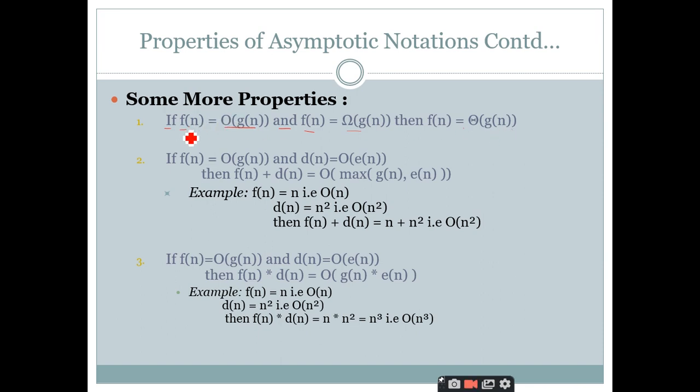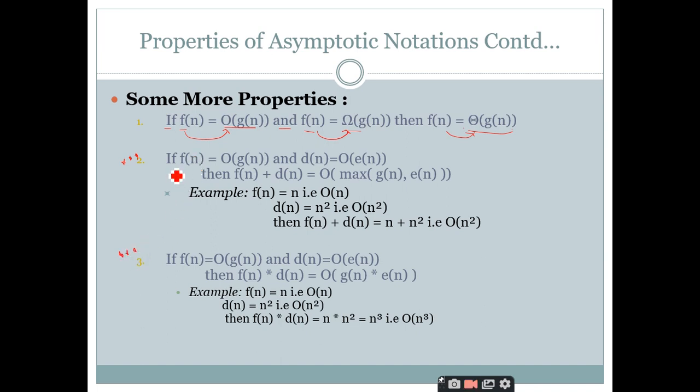Right. For the same function f of n, we are expressing the best case complexity and the, what is omega? Is it the best case or worst case? Best case, sir. Best case, right? Then we can express f of n in the average case also. This is one important property. And the second and third properties are very important.